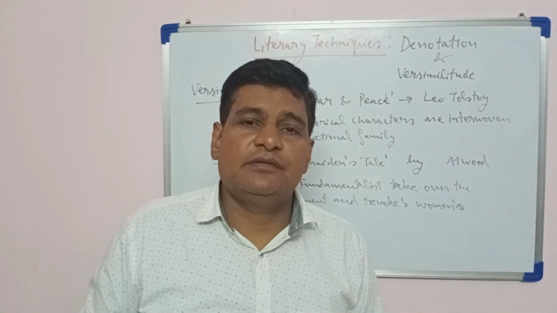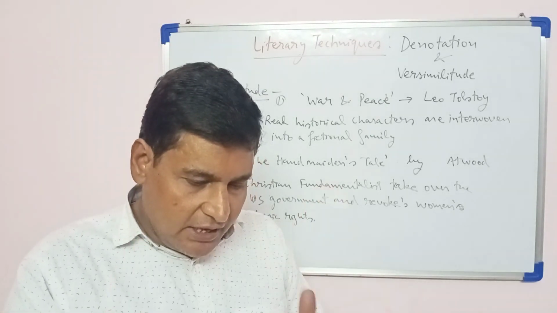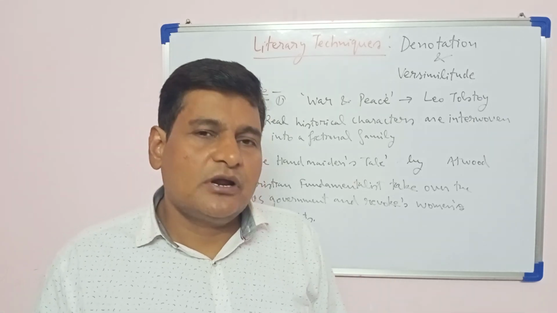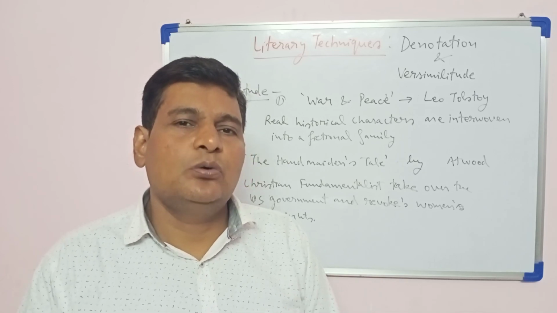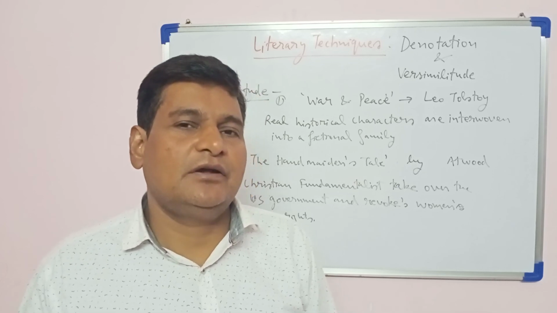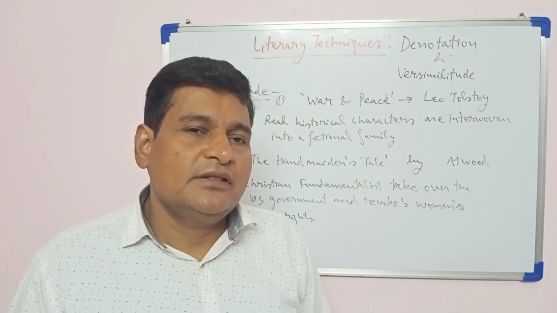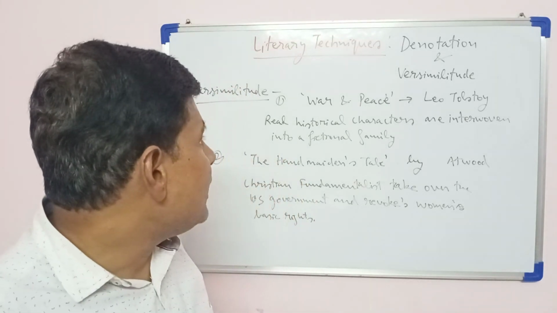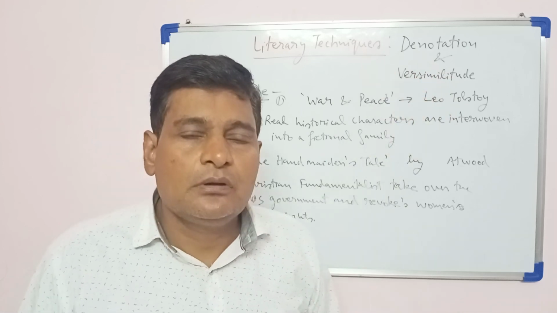So here one thing is real, another thing is fictional. What does verisimilitude mean? Real and fictional are mixed up. And the overall effect of this is that the whole thing looks actual, although we know that it is not actual. But when we experience it more passionately, then we feel that it might be real as well. So I hope you have understood what is denotation and what is verisimilitude.